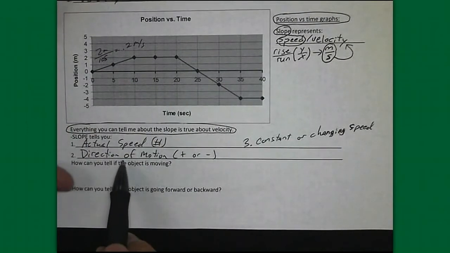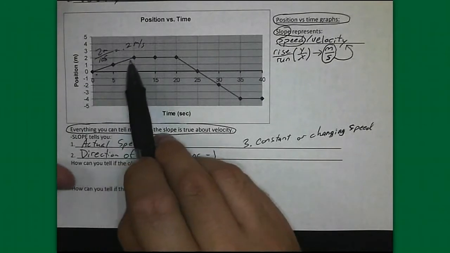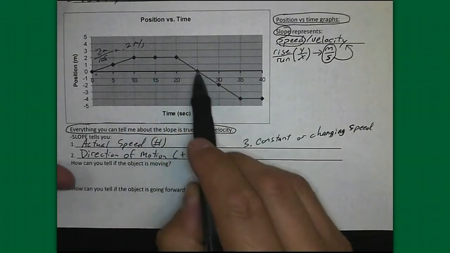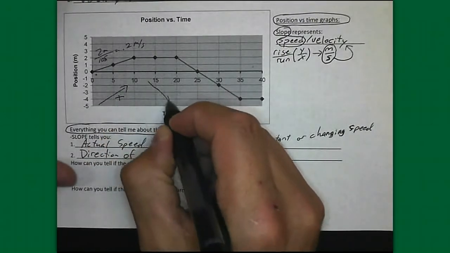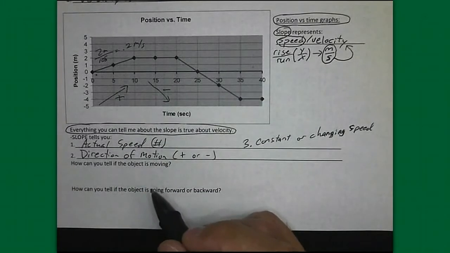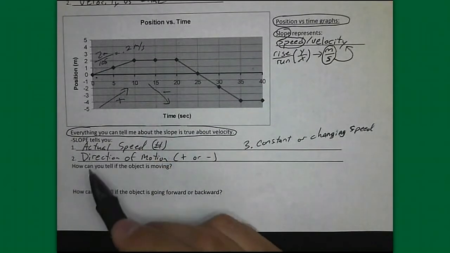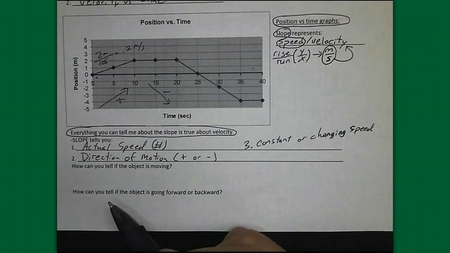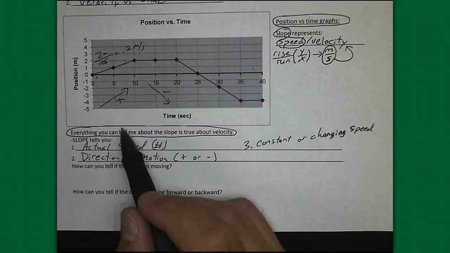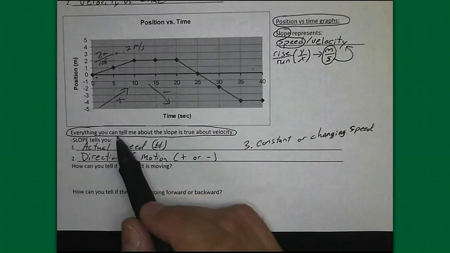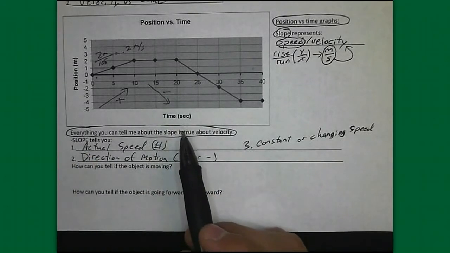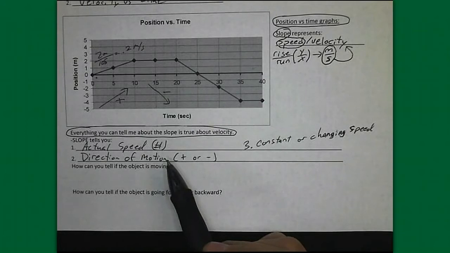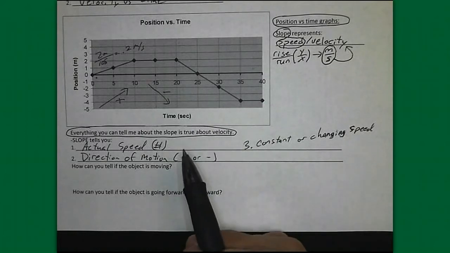Second thing I can know is the direction of motion. You should know that this is a positively sloping line. This is a negatively sloping line. Everything going this direction is positive. Everything going this direction is negative. So if it's a positive slope, that means that object is moving in a positive direction. It has positive velocity. Positive and negative only indicate direction here. So if the slope is positive, it's moving in a positive direction, meaning going forward or going to the right or moving up. If it's a negative slope, it's moving in a negative direction, moving backward, moving to the left, moving down.